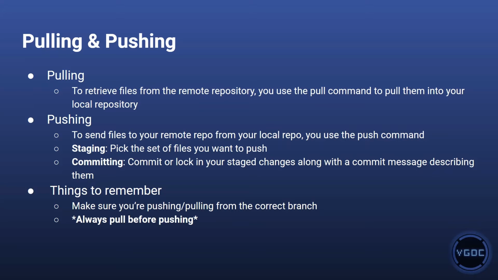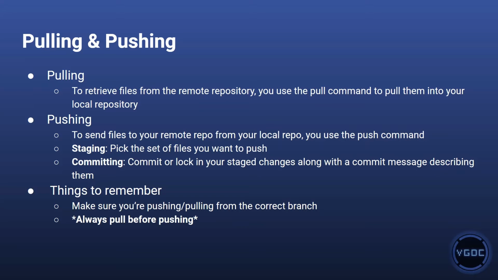Pushing has a multi-stage process. So what you're going to be doing is you're first going to stage your files. So you're going to pick the files that you want to send. That's staging. Then you're going to commit those staged files. It's going to lock them in, and you're going to lock those in with a message detailing what changes you've made. And then finally, you're going to push them and do the final commit.